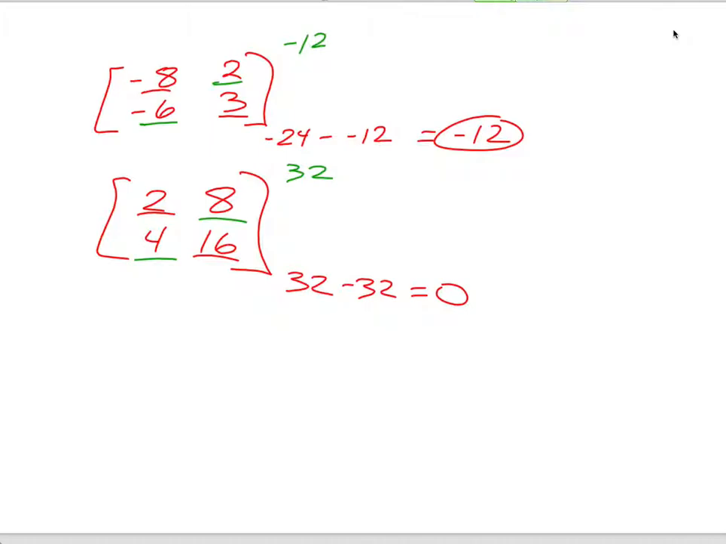If you get a determinant that is 0, that means that matrix does not have an inverse. If the determinant of a square matrix is 0, that matrix does not have an inverse. So put no inverse. If it's any number but 0, it has an inverse.